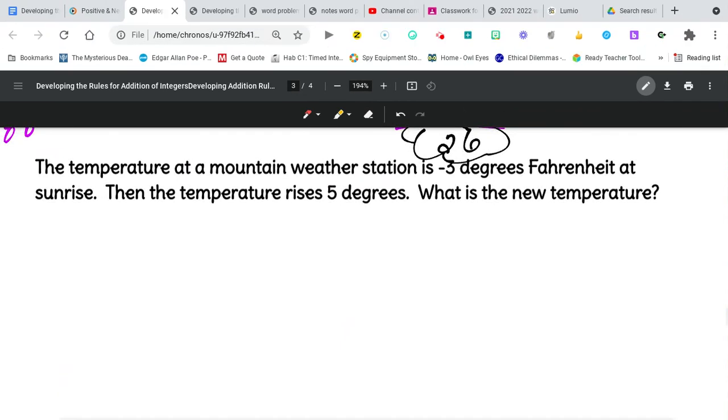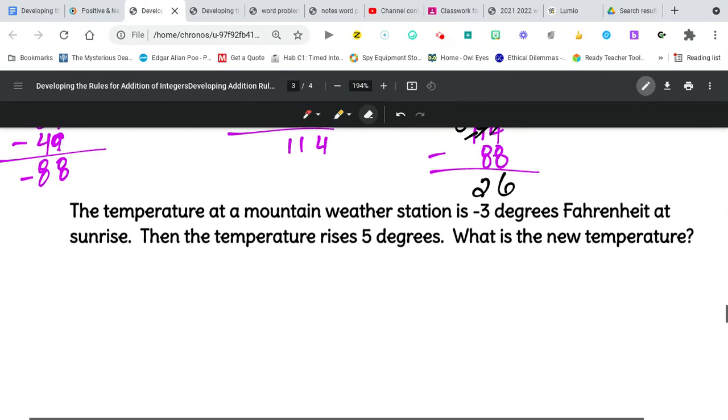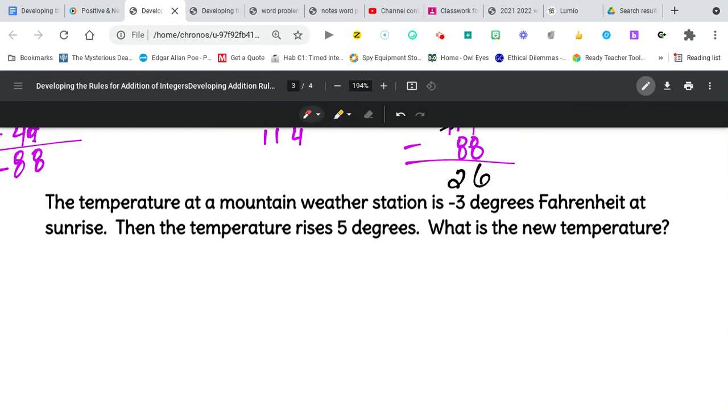All right, so let's just take a look at some real life application problems that involve integers, which are just positive and negative numbers. We're going to take a look at this problem. So the temperature at a mountain weather station is -3 degrees Fahrenheit at sunrise. Then the temperature rises 5 degrees. So what is the new temperature?